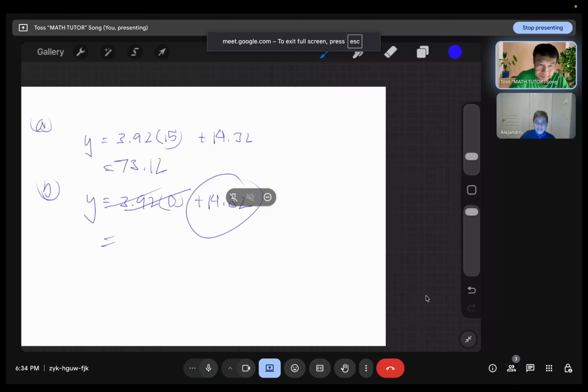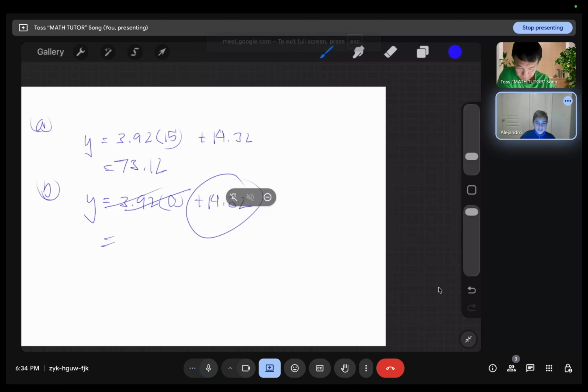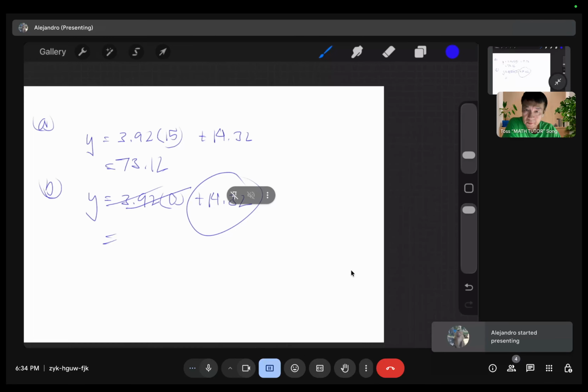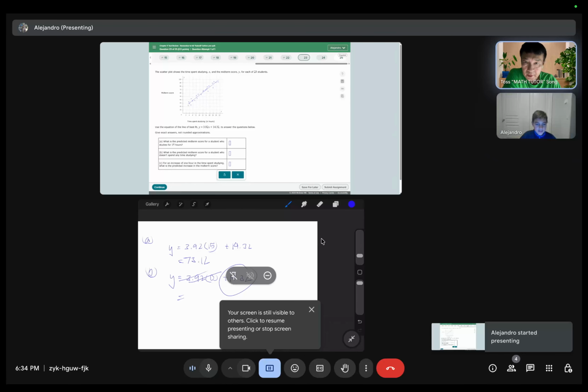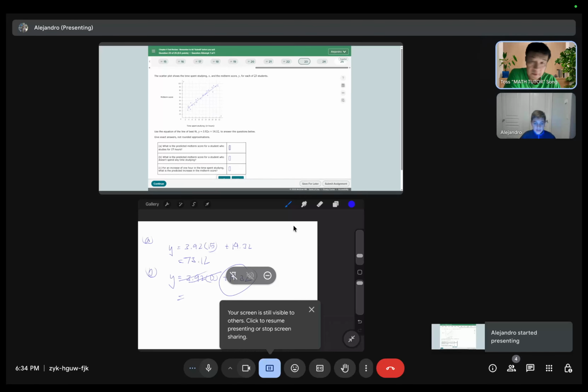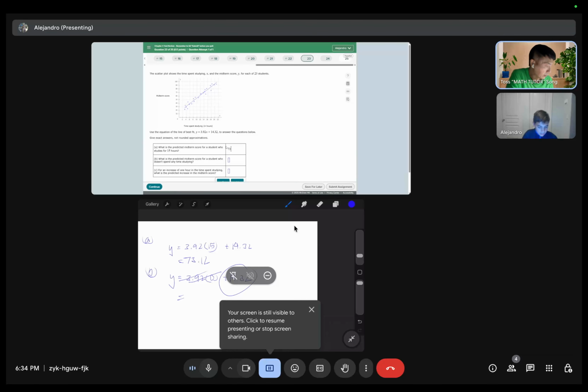Okay. So on this one, I just need to type in these numbers. So it's, maybe present again. Okay, good. So for A, it'll be 73.12.